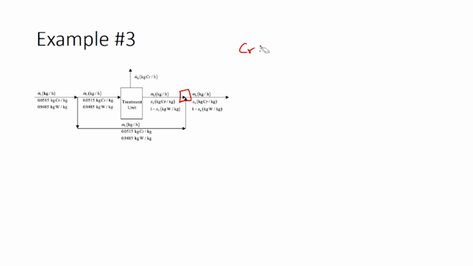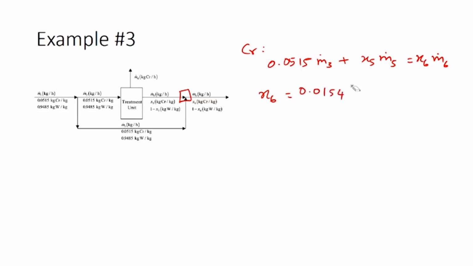For the mixing point, we can also write a chromium balance. The chromium balance for the mixing point would be 0.0515 times M3 dot plus X5 times M5 dot equals X6 times M6 dot. We already know M3 dot, M5 dot, M6 dot and also X5. Substituting the values, we would be able to get X6, which would be 0.0154 kilograms of chromium per kilogram.